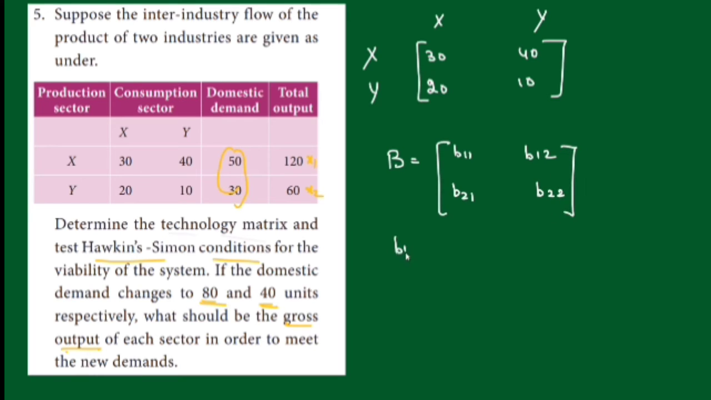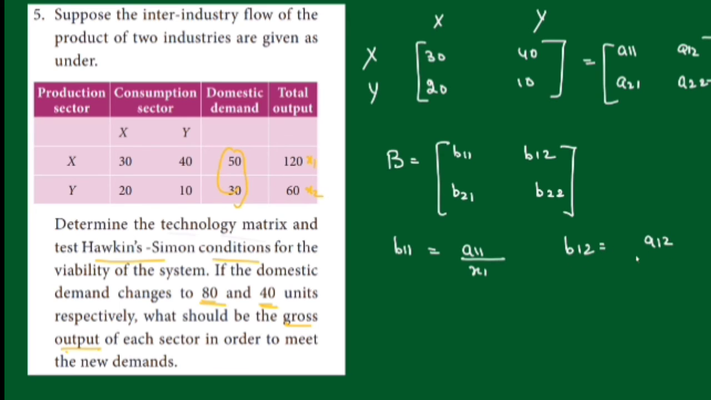So what is technology? How do you find that? What is the formula? B11 is A11 by X1. This is your A11, A12, A21, the initial matrix, that is the A matrix. B11 is A11 by X1, and B12 is A12 by X2.